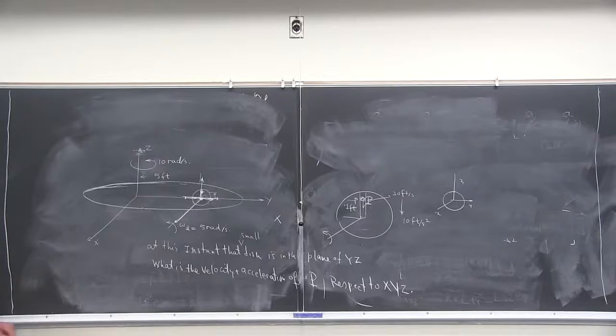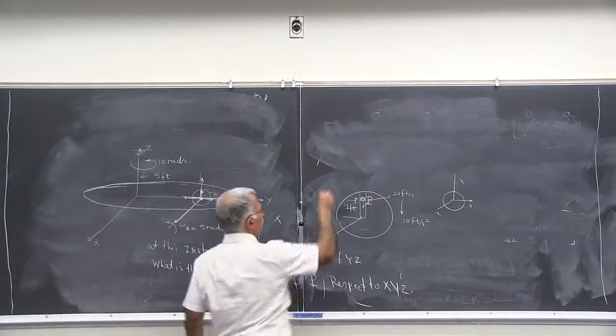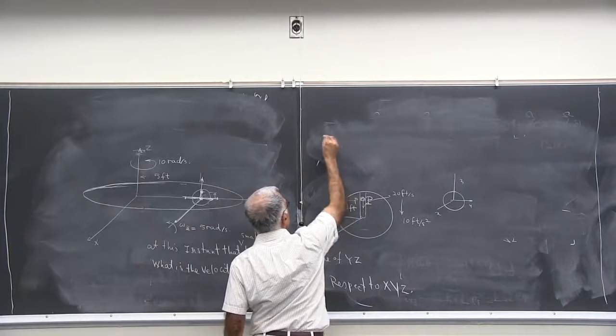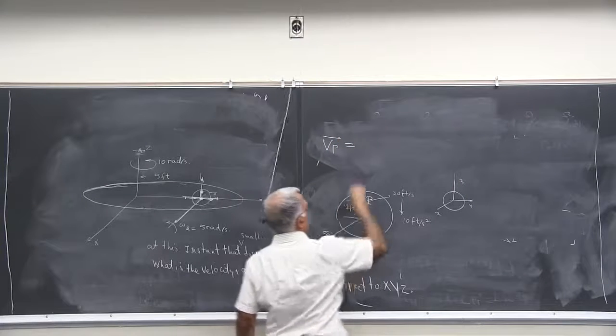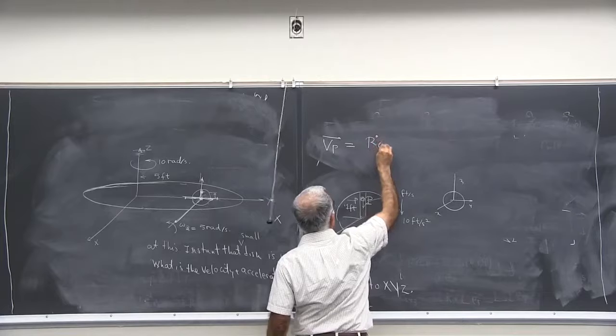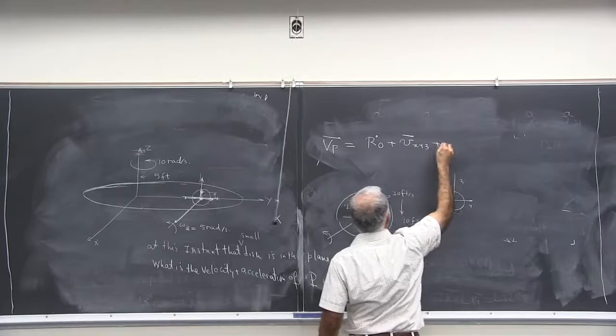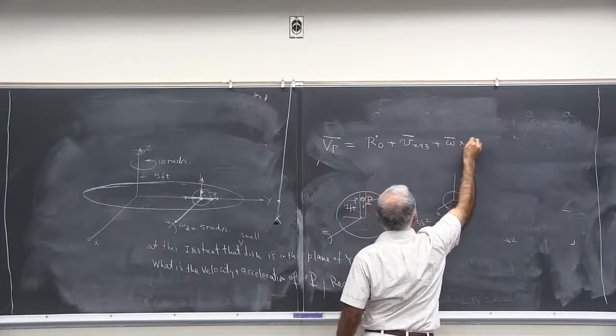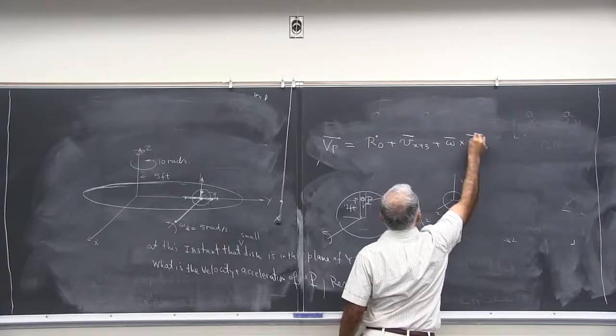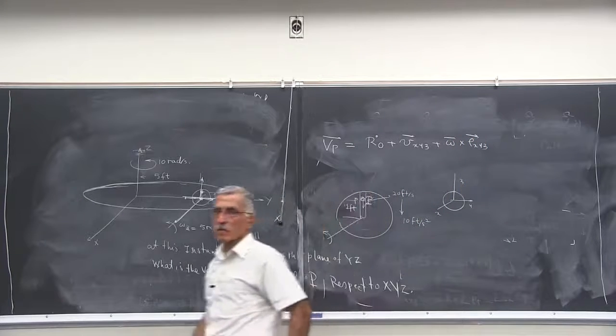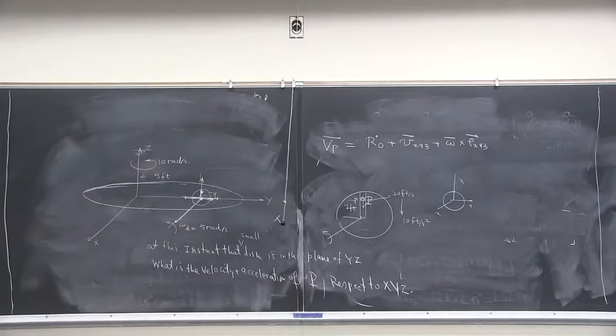So now you can say, okay, no problem. We have the velocity of particle P equal to r dot O plus V xyz plus omega times rho xyz. Very simple. That's the equation for velocity, and you have to say what that velocity is at this instant.